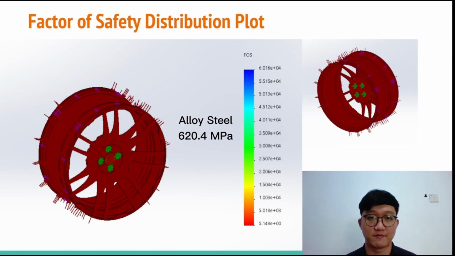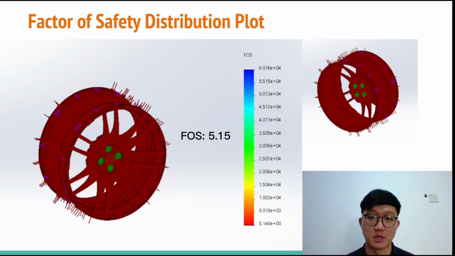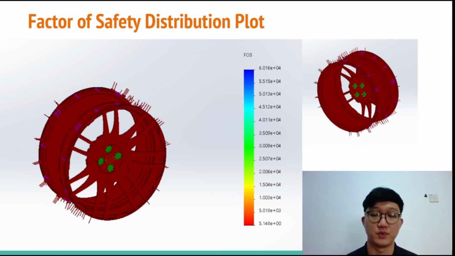After the simulation, we can see that the whole structure of the rim is in the red region, which records a factor of safety of 5.15. Since the factor of safety is more than 1, it will not fail in this simulation. In other words, the rim is able to support the car weight and 4 passengers safely and without failure. These are all the results of the simulation we can get in load case 1.